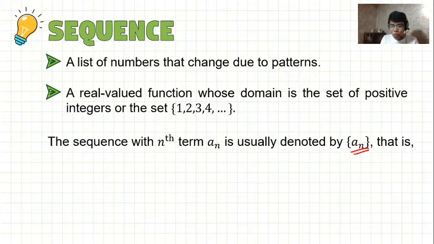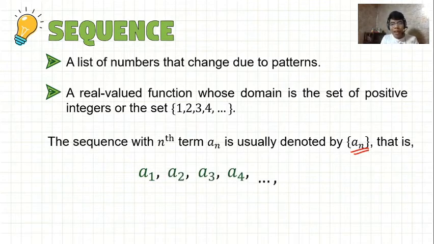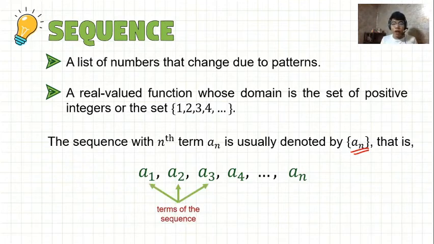Okay? So, if my n is 1, so I have a sub 1, if n is 2, a sub 2, and so on until a sub n. Okay, so therefore, itong a sub 1, a sub 2, a sub 3, a sub 4, until a sub n are actually what we call the terms of the sequence. So a sub 1 is the first term, a sub 2 is the second term, a sub 3 is the third term, and so on. And a sub n is the nth term. Okay? So therefore, for you to have the first term, magsasubstitute lang tayo ng 1 sa ating n. Okay? If we have a sub n.